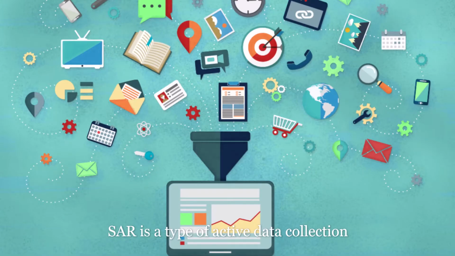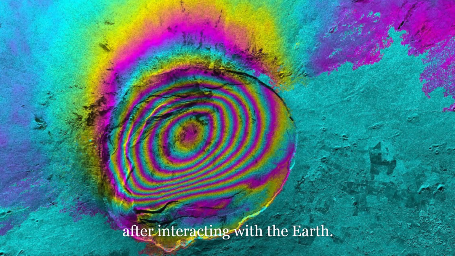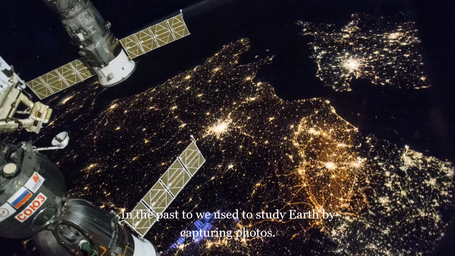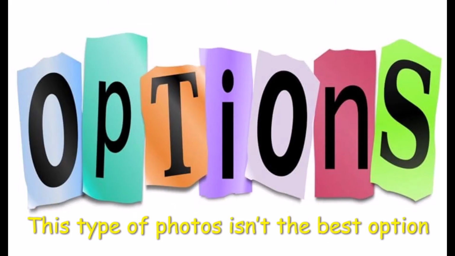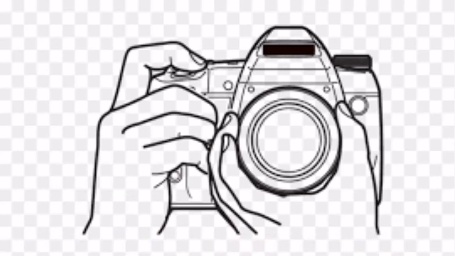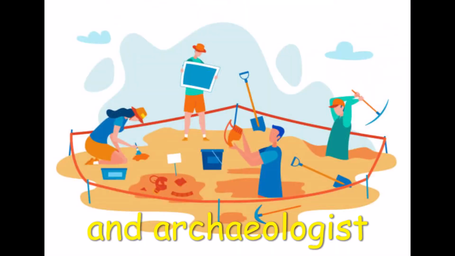SAR is a type of active data collection where a sensor produces its own energy and then records the amount of that energy reflected back after interacting with the Earth. What does this mean? In the past, we used to study Earth by capturing photos. This type of photo isn't the best option for its low quality and its inability to capture unclear surfaces. SAR was like a miracle for geology scientists and archaeologists.